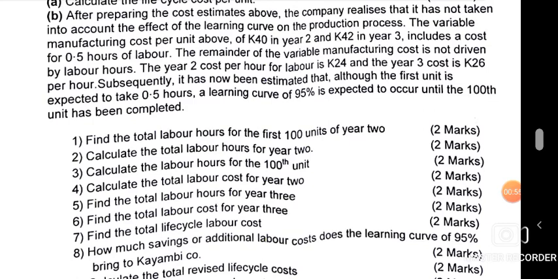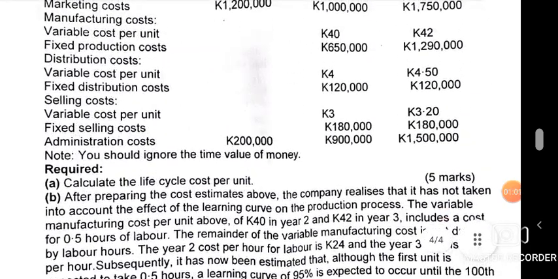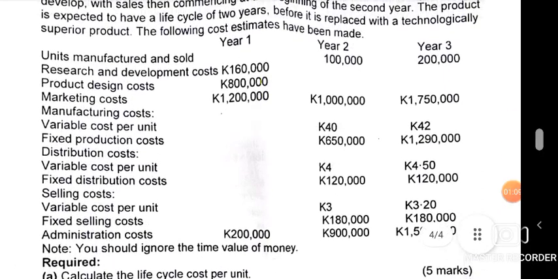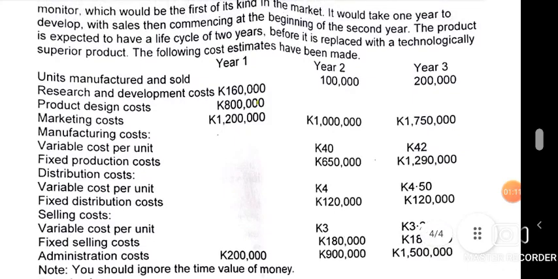1. Find the total labor hours for the first 100 units of year 2. Well, this question they're talking about above is right here, which I've actually solved in one of my previous videos. That's life cycle costing. As you can see, it was asking for the life cycle cost. So I've solved it in one of my videos on my channel. You could also go check it out.